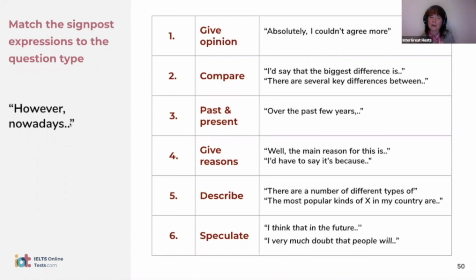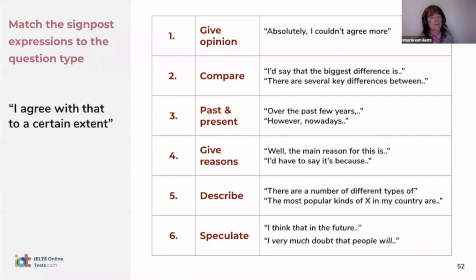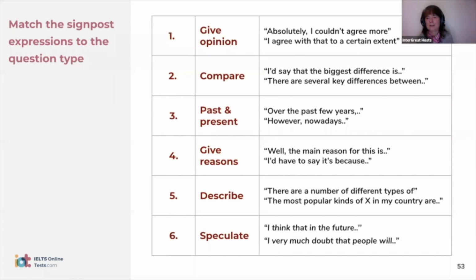If we say "however, nowadays," very good. It is a comparison, but it's a comparison about time. And if I say, "Well, I agree to a certain extent," very nice. So we've got there a strong agreement, "I couldn't agree more," and a kind of tentative agreement. So I'm agreeing a bit, but it's not very strong. It's good to have different levels of strength in your agreement.